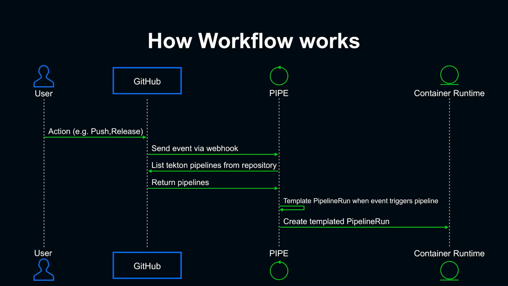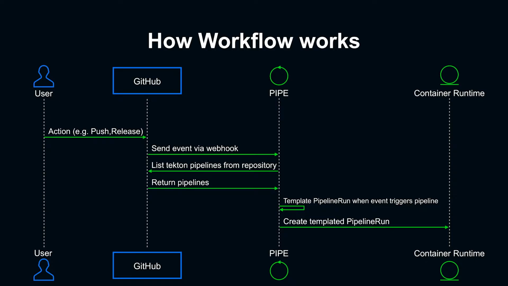This is the workflow. The user is the developer, and they take an action on GitHub, for instance, a push or release. Whenever there's a change, the pipe app itself works with a webhook, and this webhook runs with GitHub. So if the GitHub user has pipe installed, GitHub sends the event using the webhook. Then we read the event, and we list the Tekton pipelines from the repository after we search. So we do templating and we create a pipeline run instance.